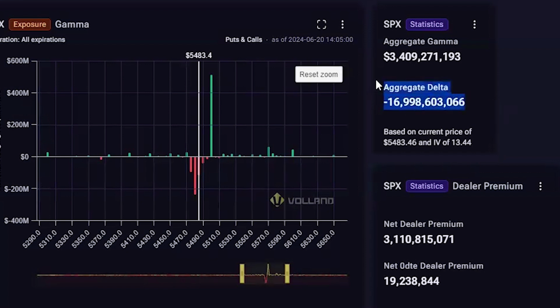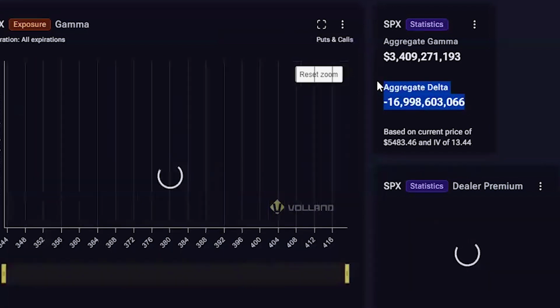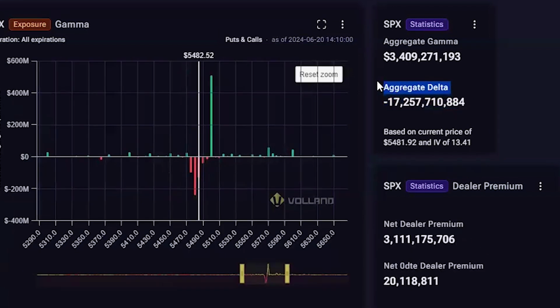So this also helps with visualizing how much delta the dealers have to buy or sell in order to hedge their new positioning, as well as all the gamma and Vanna positioning that we've had before. So this is a very key number if you're looking. This would be the same as the summary total in the old version of Volland. So this number right here is pretty important.